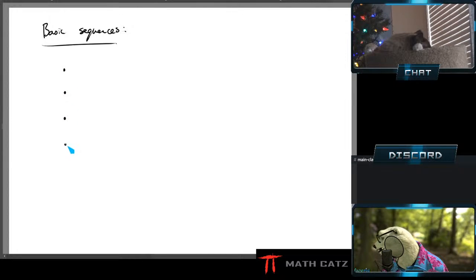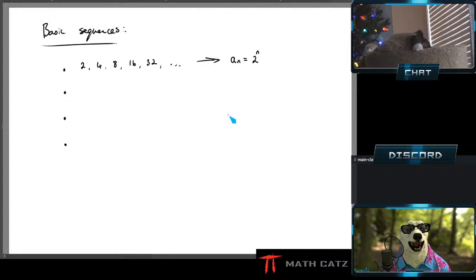Four basic sequences. The first one is 2, 4, 8, 16, 32, and so on. These are powers of 2. It has a formula, a_n equals 2 to the power of n, where n is the position. So the first position would be 2 to the power of 1, which is 2, then 2 to the power of 2, 2 to the power of 3, 2 to the power of 4, and so on.